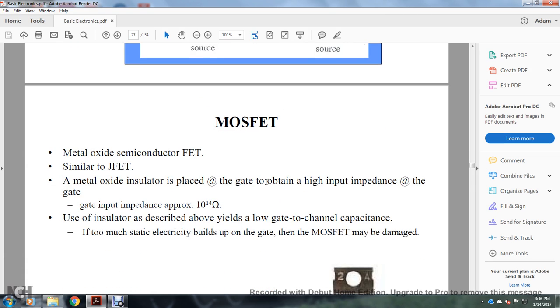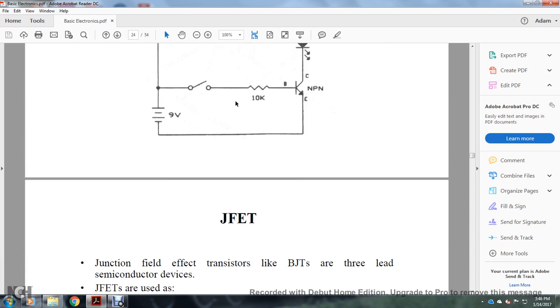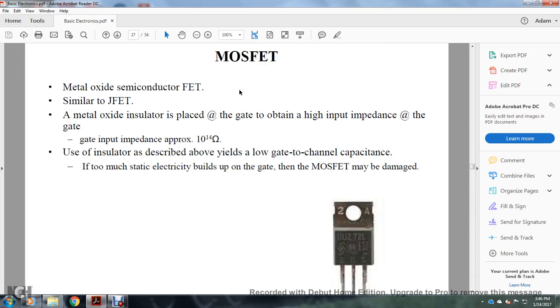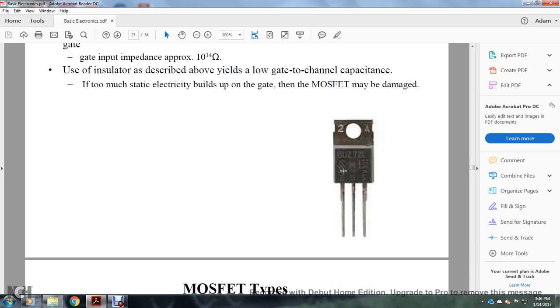Next, the metal oxide semiconductor field effect transistor, the MOSFET. Similar to the junction field effect transistor, a metal oxide insulator layer is placed at the gate to obtain high input impedance at the gate, on the order of 10^14 ohms. The use of the insulator yields a gate with channel capacitance. Too much static electricity building up on the gate and the MOSFET may be damaged.